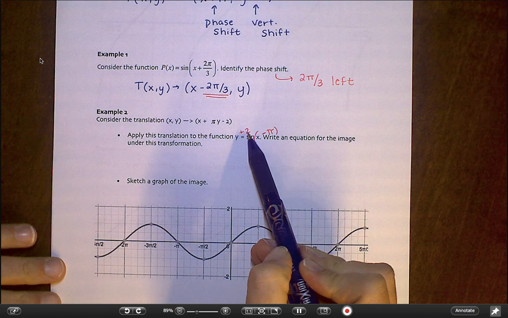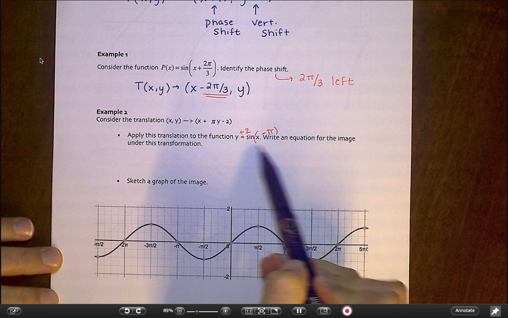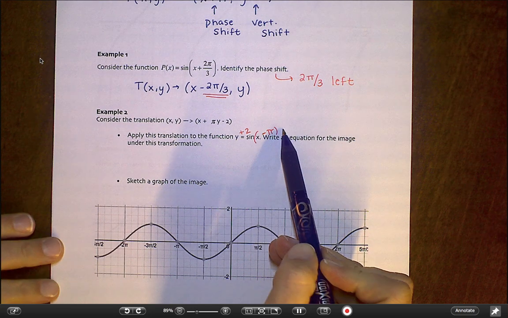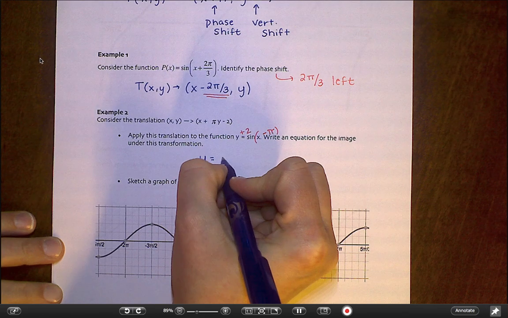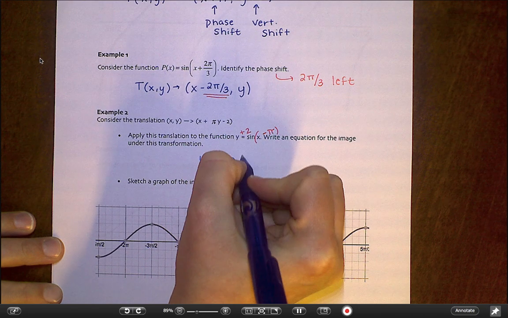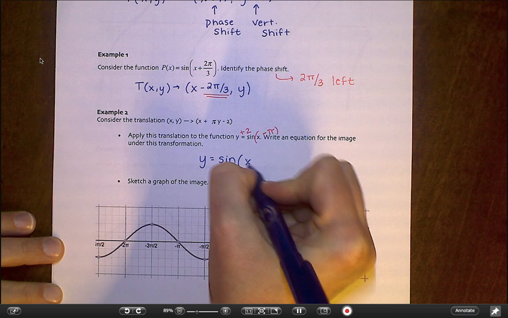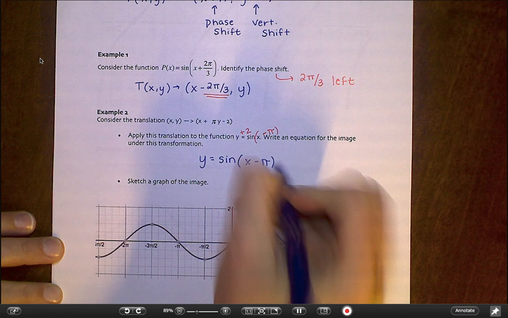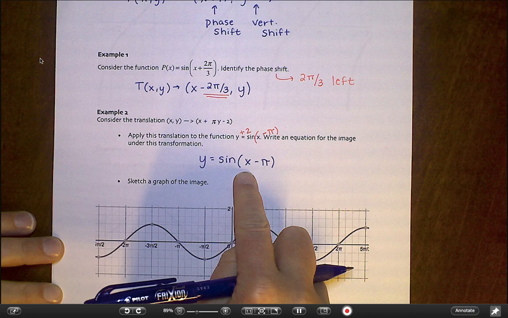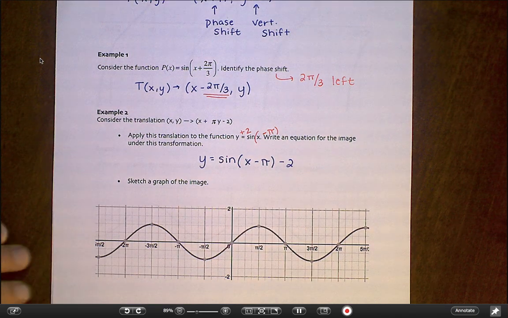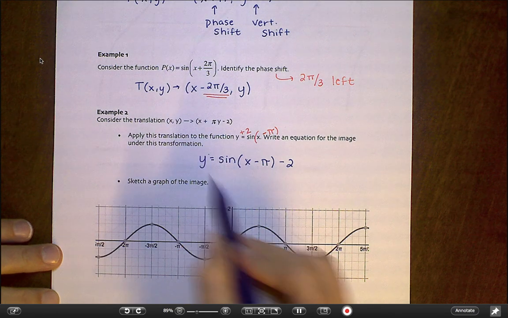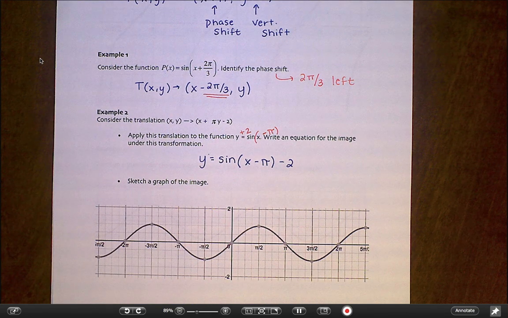Now, what's going to happen here is this plus 2 is going to get moved to the other side. We're going to subtract it from the other side. So my final equation would look like this: sine of, in parentheses, x minus pi. And those parentheses are important to show that the minus pi belongs to the x. And then our minus 2 would be hanging on down here at the end. So it was originally a plus 2, and then I subtracted it and moved it over here.